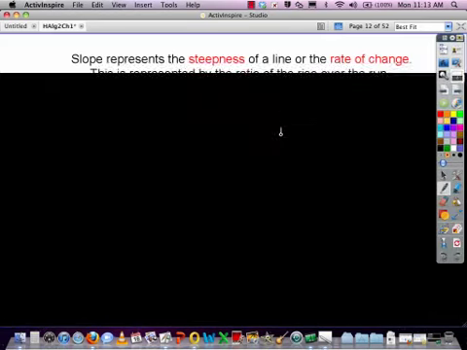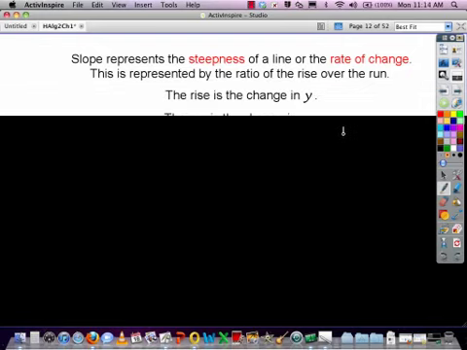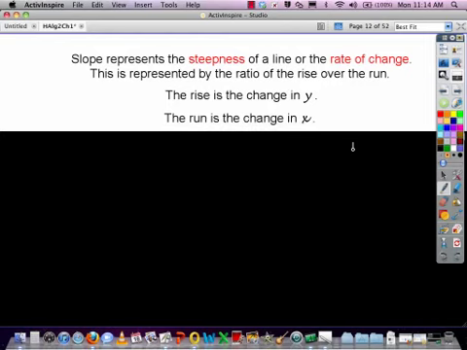A few other things with slope. Slope represents steepness of a line, especially in story problems. We like to think of it as the rate of change. Rise over run is a good way for graphing. The rise is the change in the y values. The run is the change in the x values.